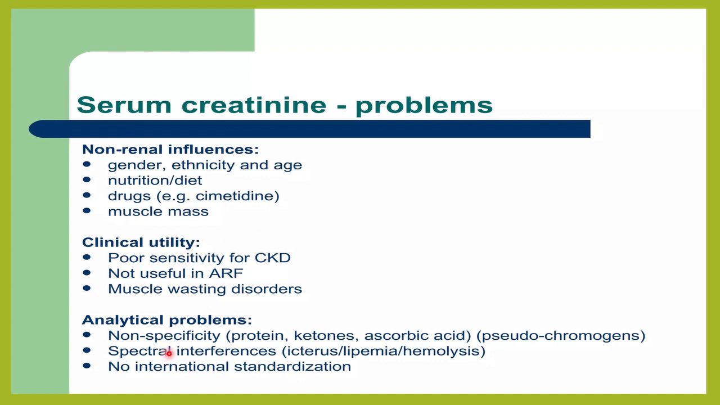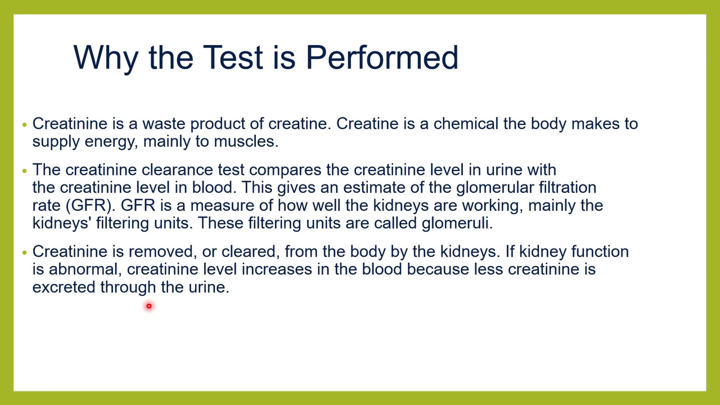Analytical problem, non-specificity: like अगर proteins हैं, ketones हैं, ascorbic acid है, pseudochromogens हैं, they can interfere and give altered results. If there is a spectral interference with icterus, lipemia, hemolysis, then also you might get wrong results. And also I've told you that it has a very poor sensitivity for chronic kidney disease patients. It is not very useful in acute renal failure. अगर muscle wasting disease है, then also the creatinine values will not be proper because creatinine is basically a waste product of muscle metabolism.